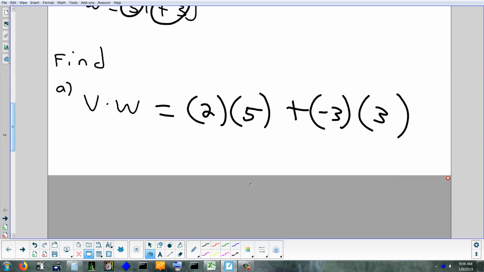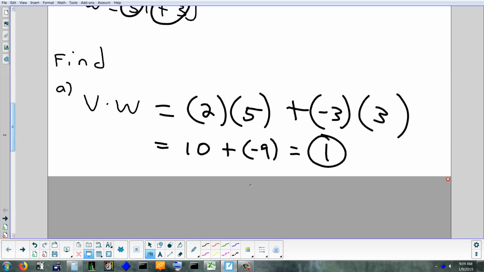Okay, so let's see what we get. Ephraim, 2 times 5 gives me 10. And Eric, -3 times +3. -9. So that gives me 10 plus -9, which is 1. Okay, so the dot product between those two vectors is 1.